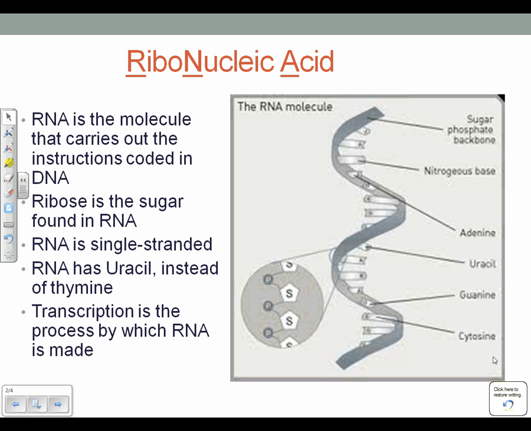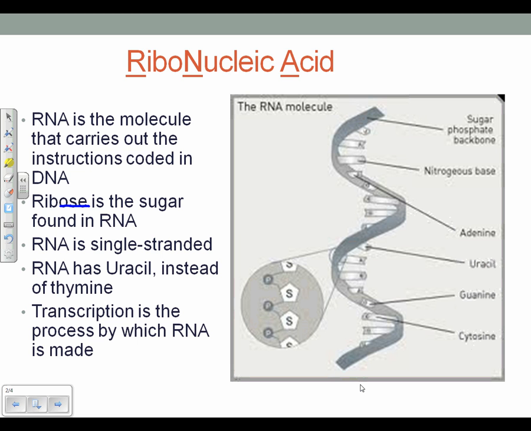Now let's move on to RNA. RNA is ribonucleic acid, so it's a little bit shorter than what DNA is. The R, the N, and the A for ribonucleic acid. In the picture, you can see that unlike DNA, RNA is single-stranded, so we only have one strand. The sugar found in RNA is ribose.